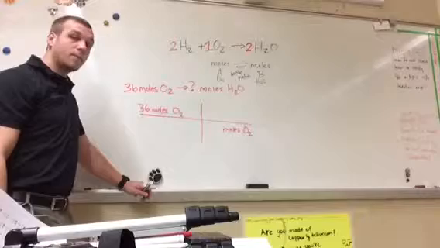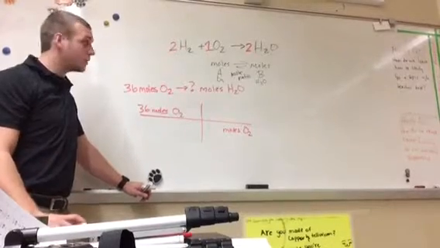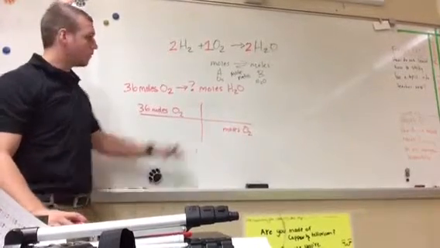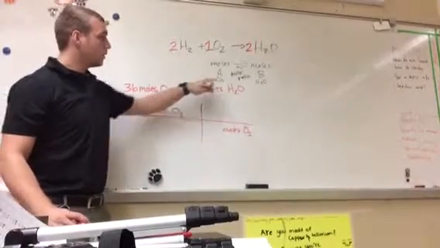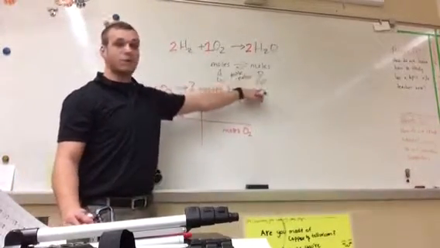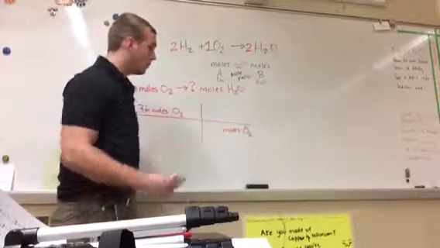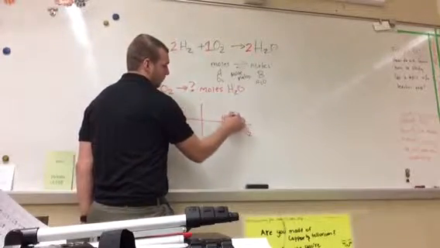In this step, what are we looking for is the question. Okay? We're going from moles of A, moles of O2, to moles of B, which is moles of H2O. So that just goes on the top.